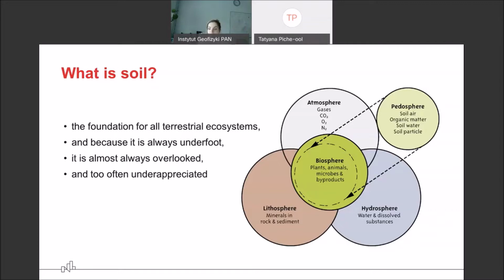And actually, soil is a combination of elements of different spheres, like atmosphere, which are gases that also form a part of soils, also pedosphere and hydrosphere, lithosphere, and biosphere. Biosphere, by that I mean plants, animals, and also other living organisms like microbes, and also the byproducts which contribute to forming, shaping, and changing soils.